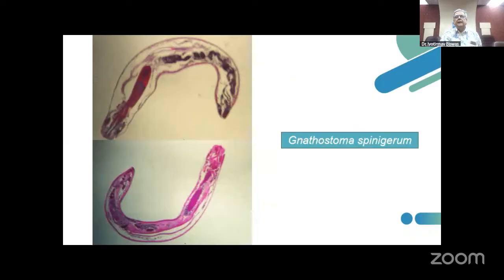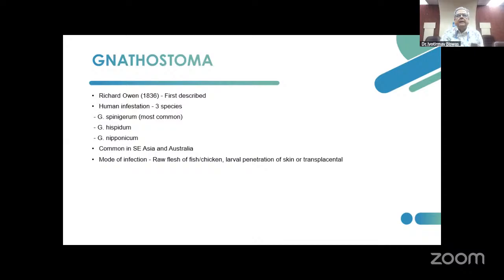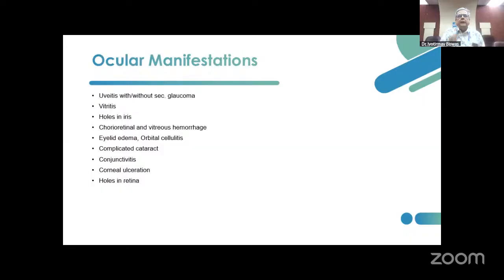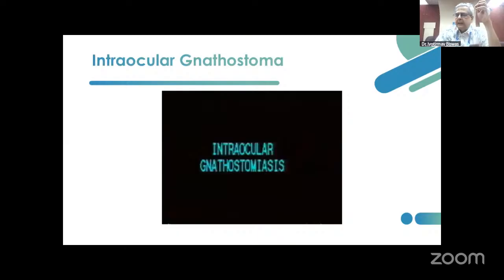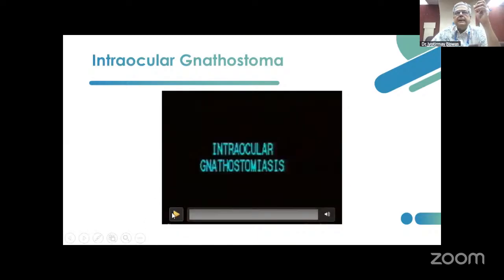And this is the parasite. Gnathostoma spinigerum, head end, cephalic end, and it was described by Richard Owen, and there are several species. I won't go into details of it. What is very characteristic is the hole in the iris, they produce holes in the iris. They can go from the anterior chamber to the vitreous cavity and back to the anterior chamber. They migrate. And we'll show you one of the migrating parasites.